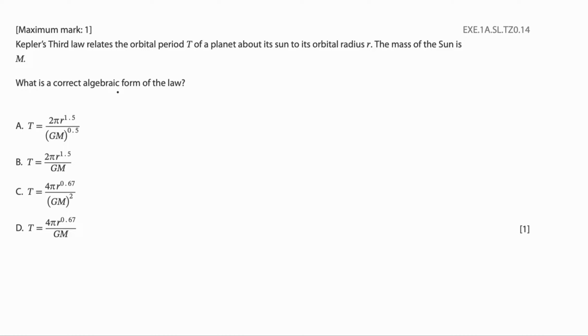Okay, so Kepler's third law relates the orbital period T of a planet about its sun to its orbital radius r. The mass of the sun is M. What is the correct algebraic form of the law? Well, I'm not going to derive the equation now, but Kepler's law is T squared is equal to 4 pi squared r cubed over GM.